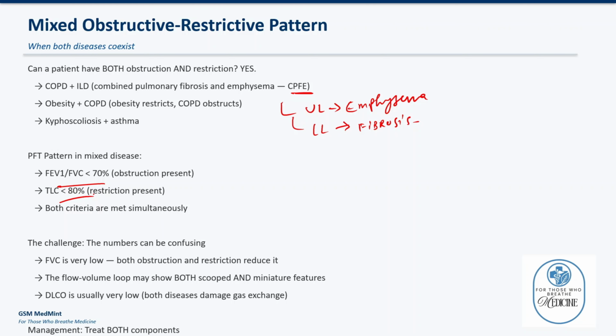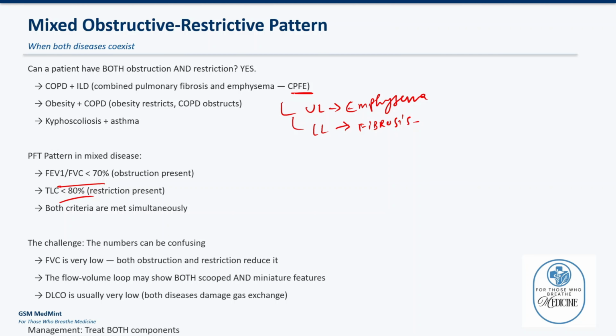So obesity plus COPD, obesity plus extrinsic restriction, depends. The COPD causes the obstruction here. Together they produce the mixed pattern. The FVC is very low because both diseases reduce it. So the flow volume loop shows both scooped and miniature features. The challenge is the numbers that can be confusing.